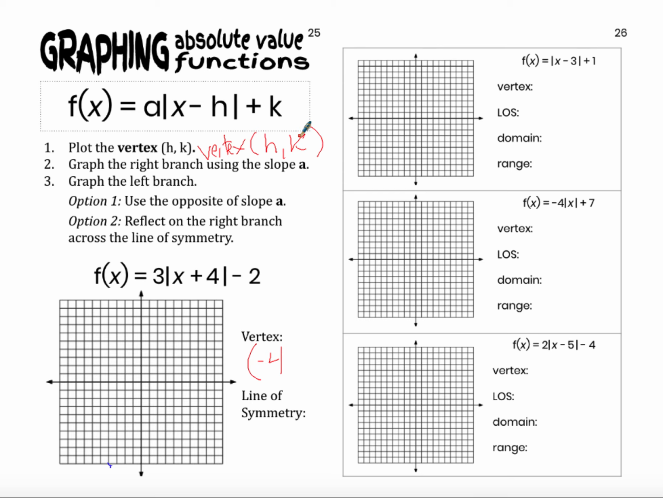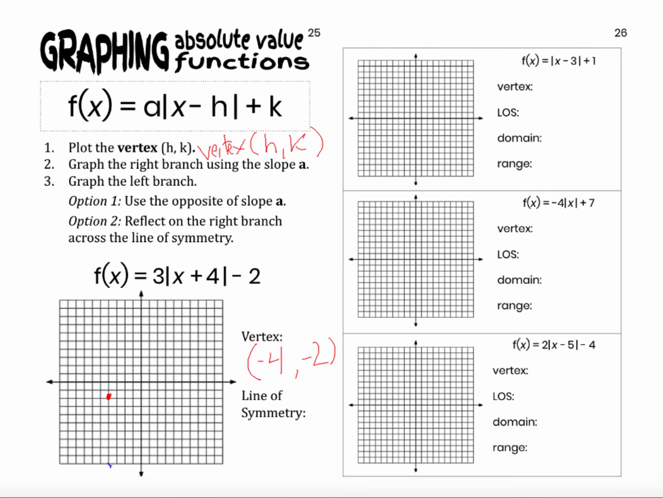The k value, or the y-coordinate of my vertex, is just equal to this number outside of, to the right of the absolute value. So the x-coordinate of my vertex is the opposite of this number, -4. The y-coordinate of my vertex is this number outside the absolute value. So I'm going to go ahead and graph that vertex. -1, -2, -3, -4, with y being -2.